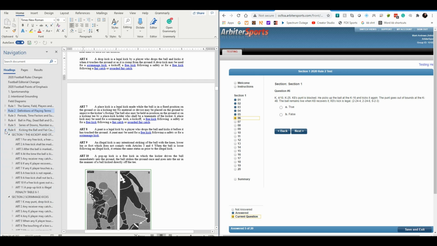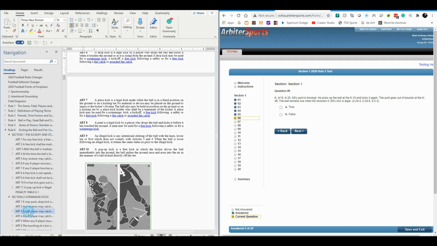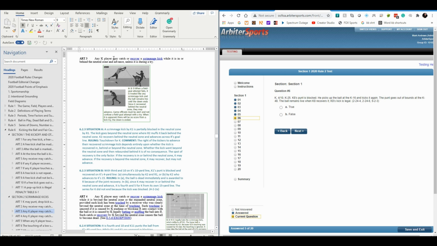And we go to Rule 6, Section 2, Article 3. Any K player may catch or recover a scrimmage kick while it is in or behind the neutral zone and advance unless it is during a try. Now, so this ball is behind the neutral zone, right? Ball started in the K25. It's blocked. It's rolling around at the K16, well behind the neutral zone. And that player can do anything legal that he wants. He can run with it. He can throw the ball. He can kick it again. Okay?